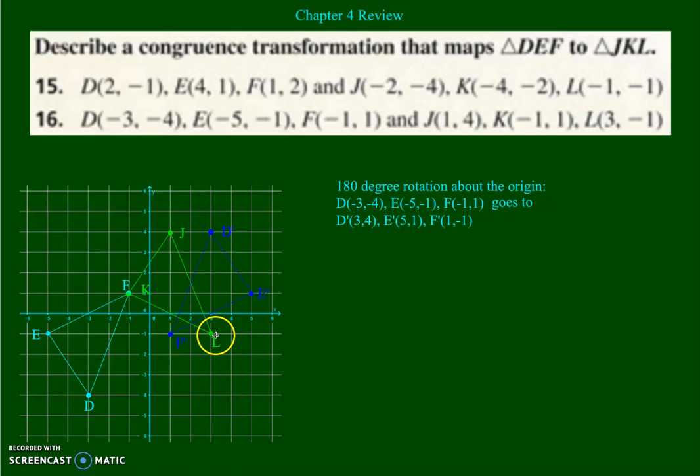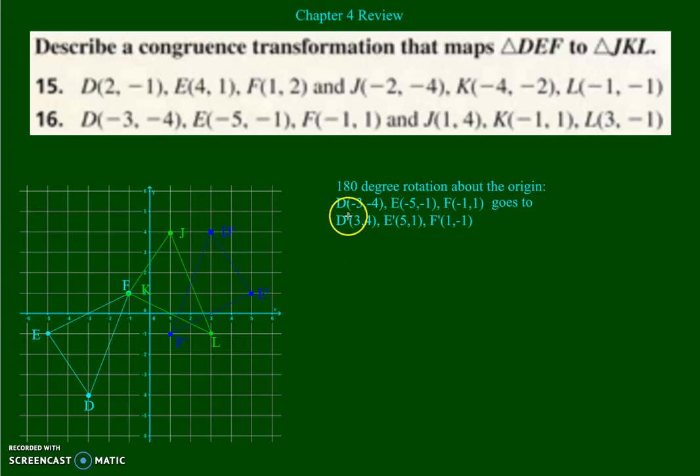And if you look at L and F prime, those are both 1 unit away on either side of the line x equals 2. So it appears then that after a 180 degree rotation about the origin, then we can do a reflection about the line x equals 2.